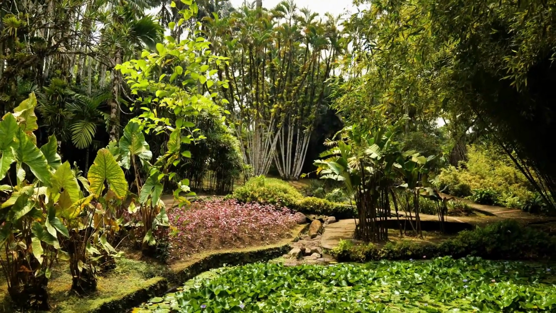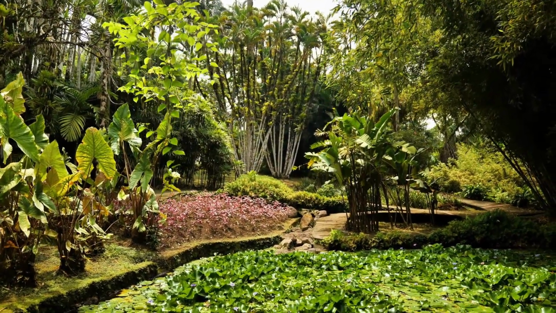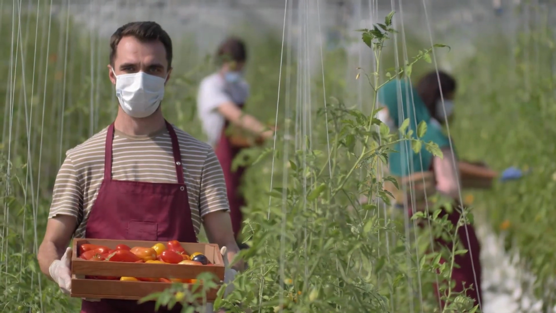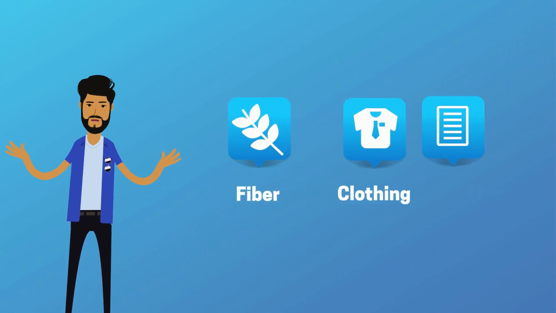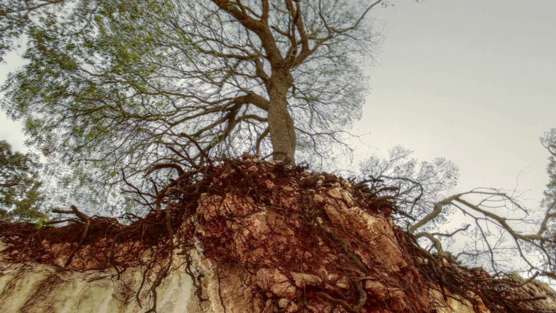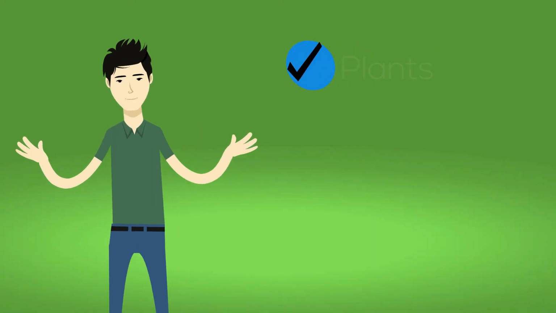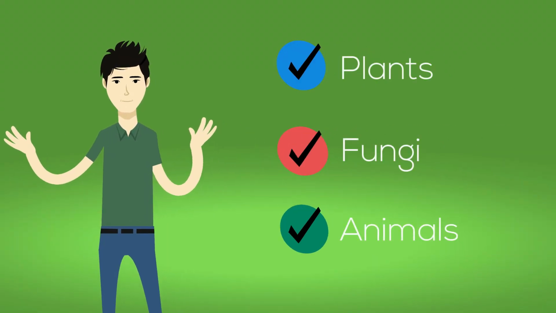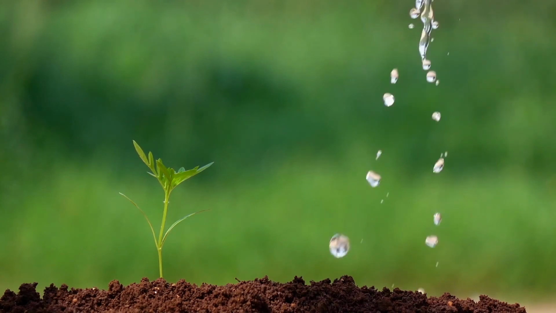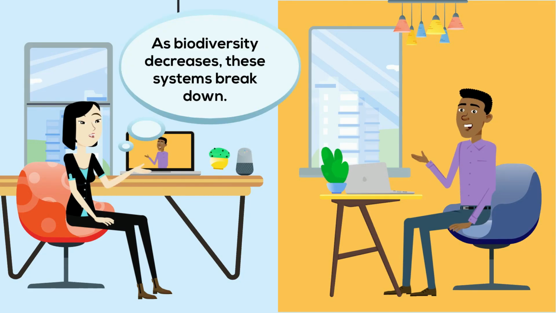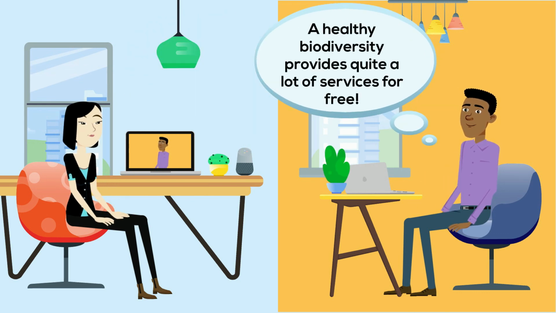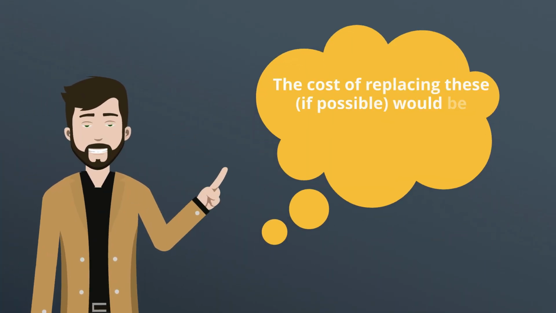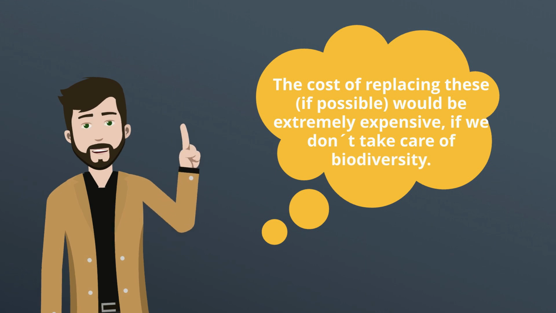Biodiversity is important to people in many ways. Plants, for instance, help humans by giving off oxygen. They also provide food, shade, construction material, medicines and fibre for clothing and paper. The root system of plants helps prevent flooding. Plants, fungi and animals such as worms keep soil fertile and water clean. Biodiversity decreases these systems' breakdown. A healthy biodiversity provides quite a lot of services for free. The cost of replacing these, if possible, will be extremely expensive if we don't take care of biodiversity.